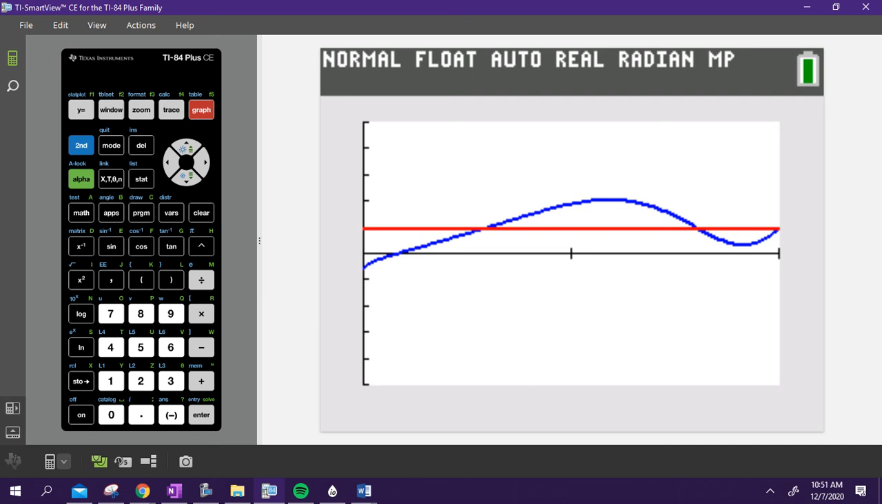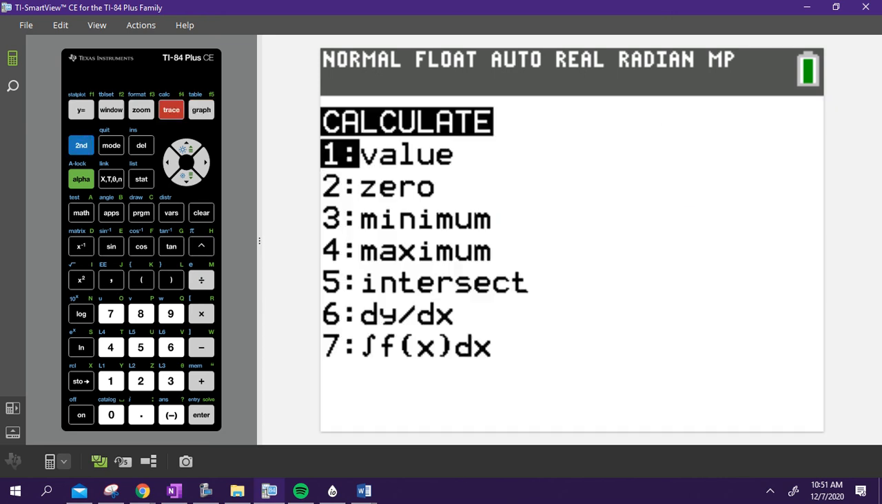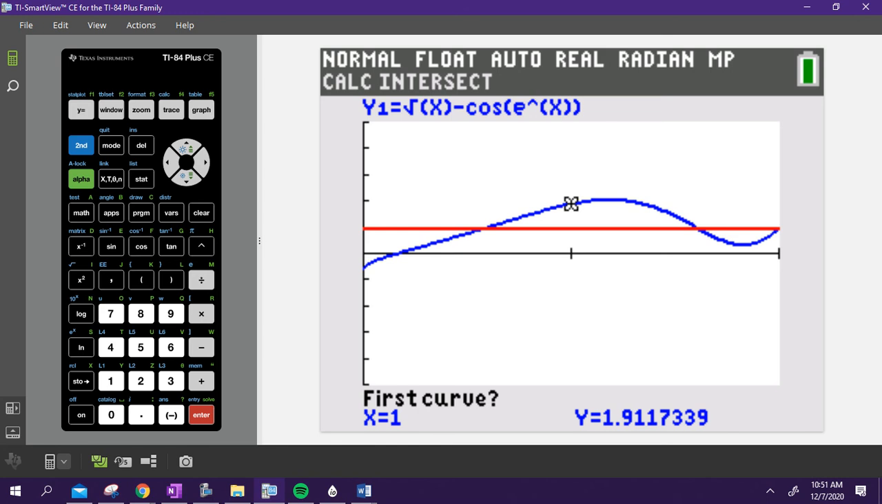It said find the acceleration the first time speed is 1. Tell me when the speed is 1. Boom, right there. Speed is 1 because I'm equal to 1. So I'm going second, calculate. What am I going to calculate? Intersect, because I want to know when they cross. I'm going to move this cursor to where I think they intersect. I'm going to hit enter, enter again on the second curve, enter again on the guess. There is my answer, 0.590.